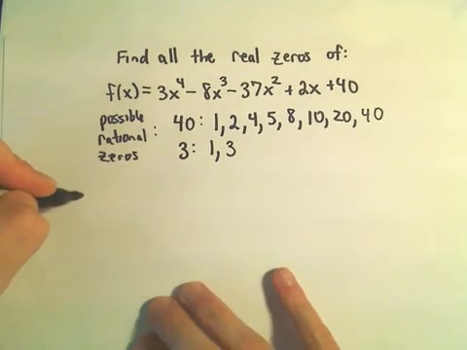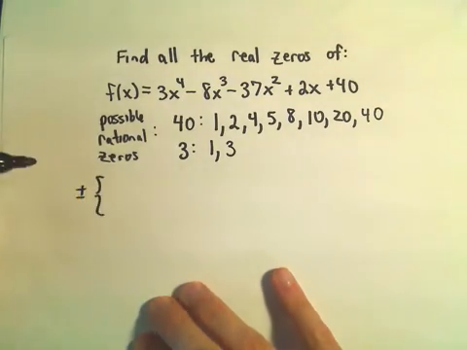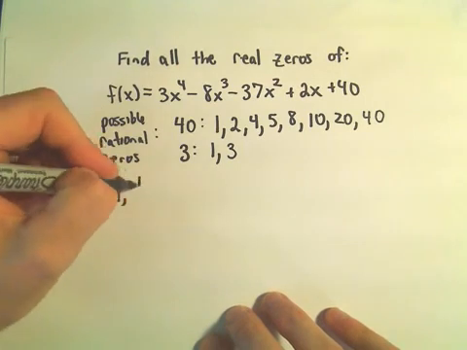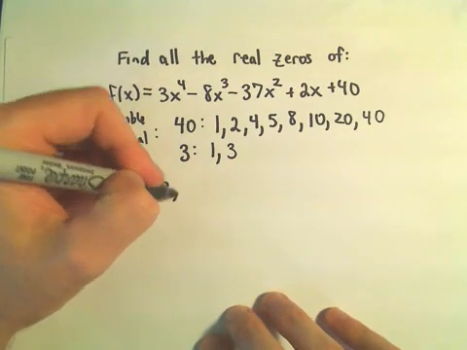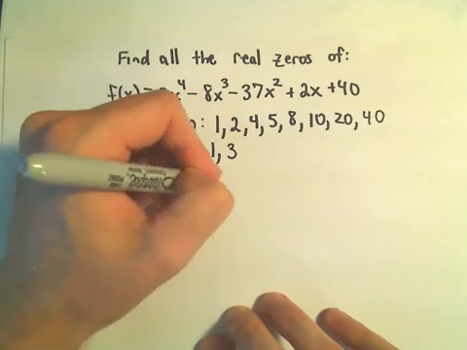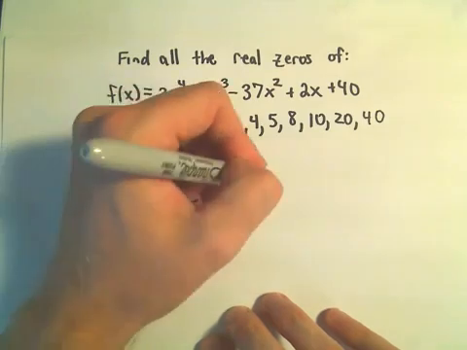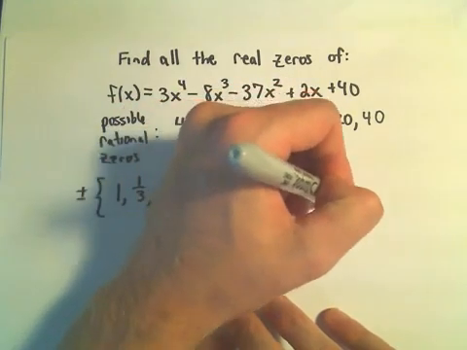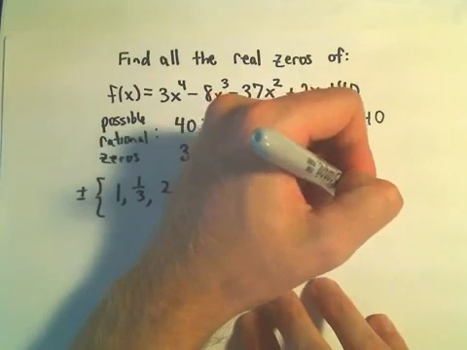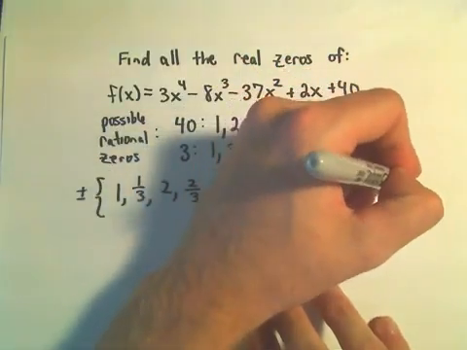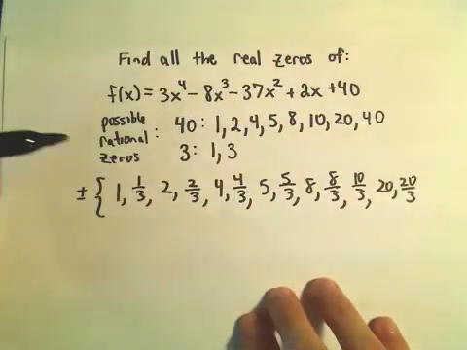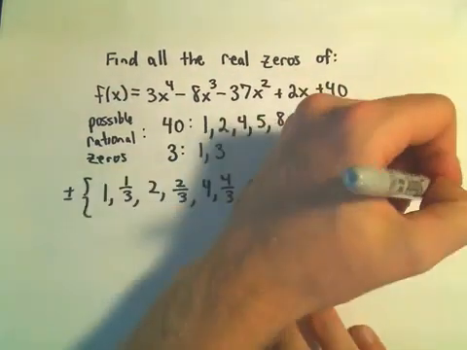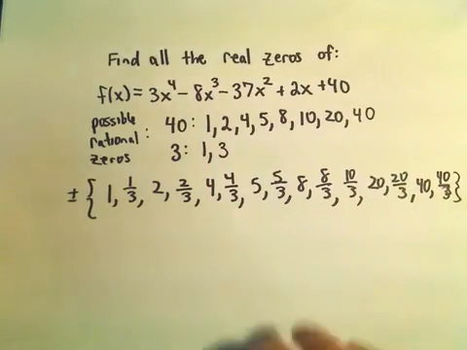And then it says all the possible rational zeros. We get positive and negative of all the numbers that I'm about to write. So 1 over 1, 1 over 3, 2 over 1, 2 thirds. We could have 4 and 4 thirds, 5, 5 thirds, 8 or 8 thirds, 10, 10 thirds, 20, 20 over 3, 40 or 40 thirds. Any of those numbers could be possible rational zeros.